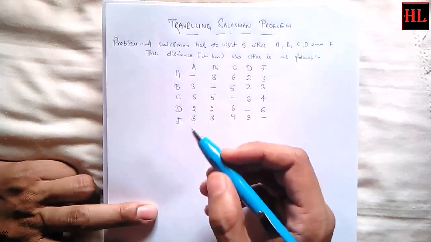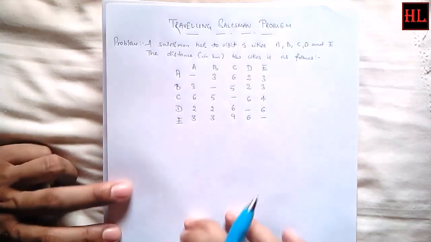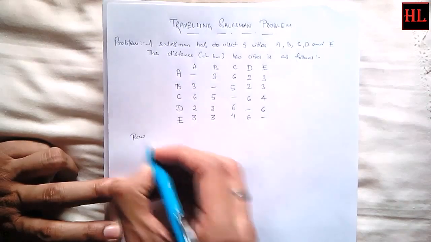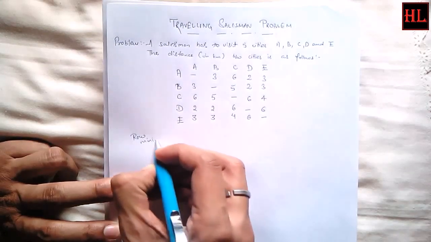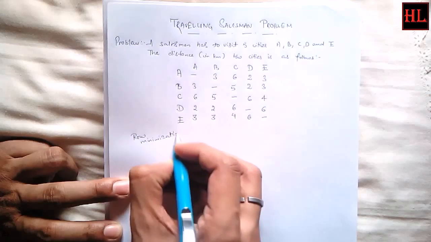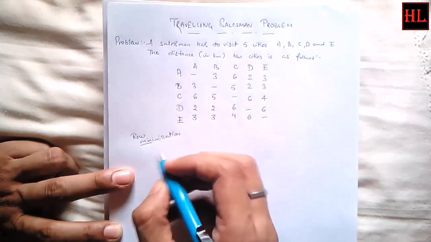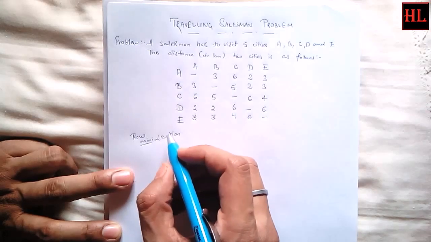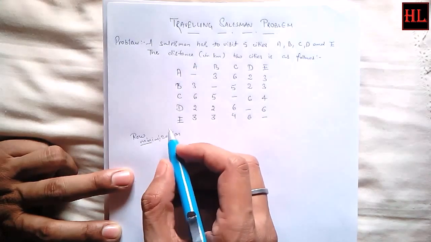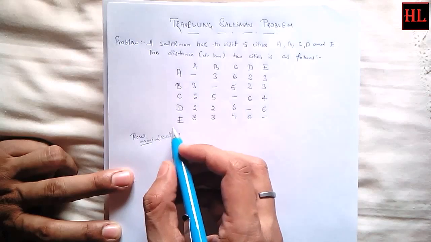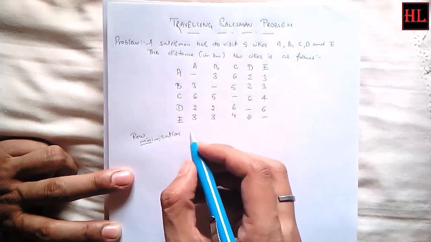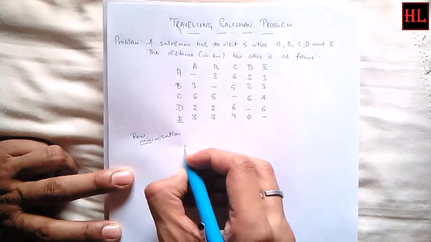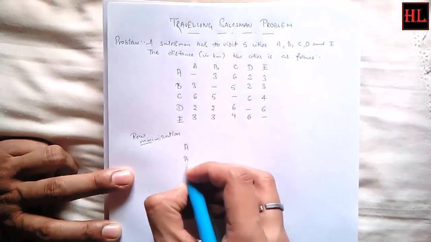what we need to do is, for the solution, first we'll apply the row minimization. For the row minimization, we select the minimum element in each row of the matrix and subtract it from all the other elements. So the resulting matrix will look like this.